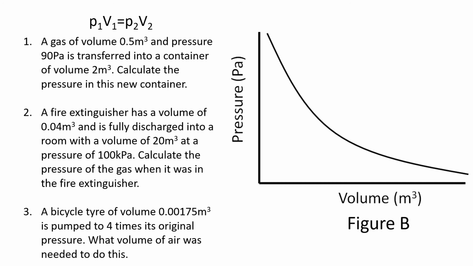And finally, a bicycle tyre of volume 0.00175 meters cubed is pumped to 4 times its original pressure. What volume of air was needed to do this?